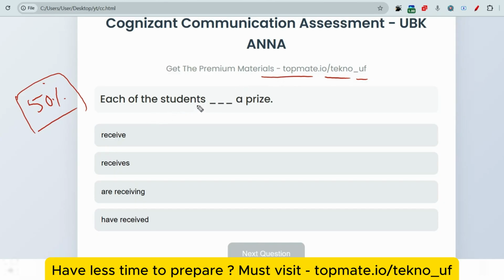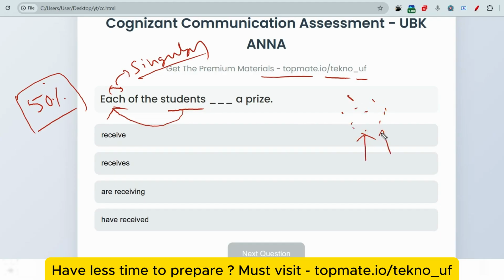So each of the students dash a prize. Students, and it is referring to each. Each is itself a singular entity. So the students are being referred to by each of the students. Among various students, I am pointing to each, singular. So that's why the singular verb should be used.